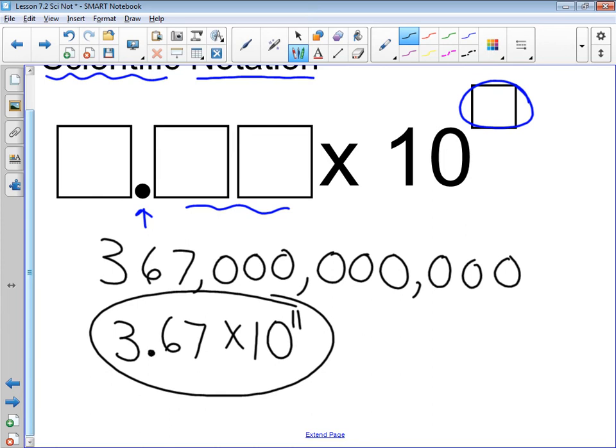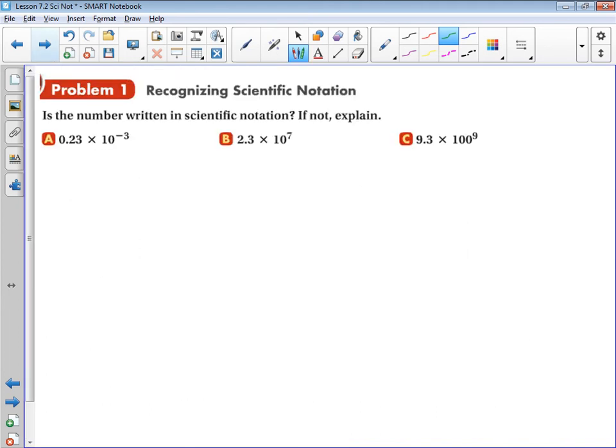What gets confusing sometimes is you have to have a power of 10, and there has to just be one digit followed by 2 others with a decimal point in the middle. Okay, so if we look at the first problem, the question is, are these numbers written in scientific notation? So copy these numbers down, A, B, C. Copy the problems down.